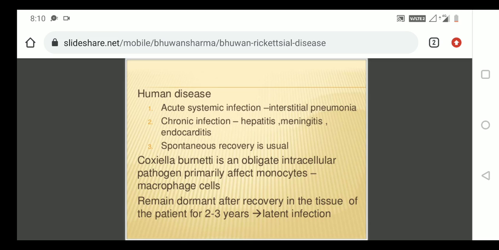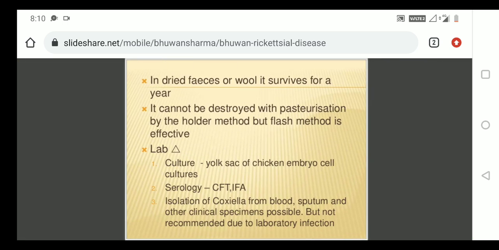Coxiella burnetii is an obligate intracellular pathogen. After recovery, the organism remains in the tissue of the patient, and it may take 2 to 3 years for complete recovery, because it is a latent infection. As I told you before, burnetii can live in the dried fecal matter for a longer period.